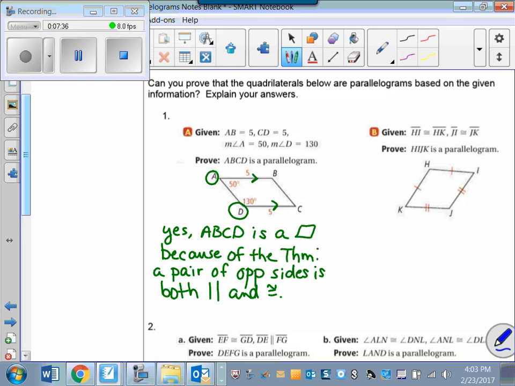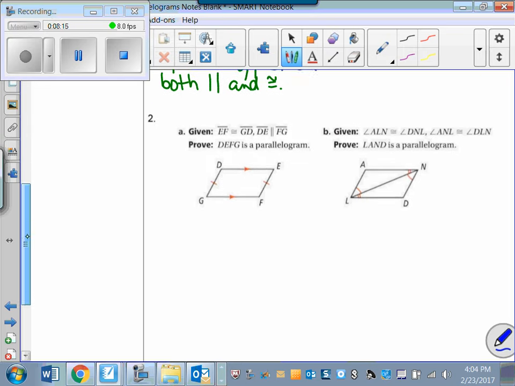Okay, how about in B here? We've got HI is congruent to HK, all right, and JI congruent to JK. Is HIJK a parallelogram? Well, it could be, but there's not enough information here to know. What's wrong is that I need both sets of opposite sides to be congruent, and I don't know that's the case here. So I'm going to say not enough info to prove. I don't know anything about the angles, so I can't tell whether any of those sides are parallel or not, so there's just not enough information there.